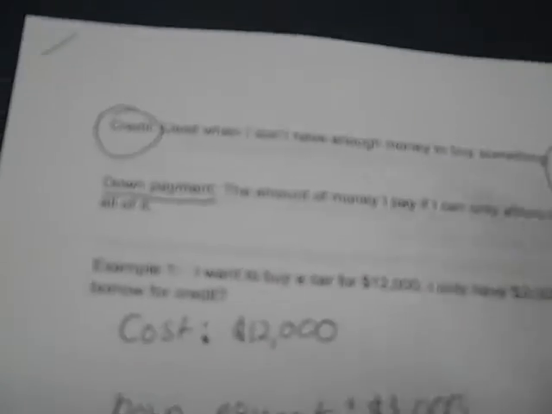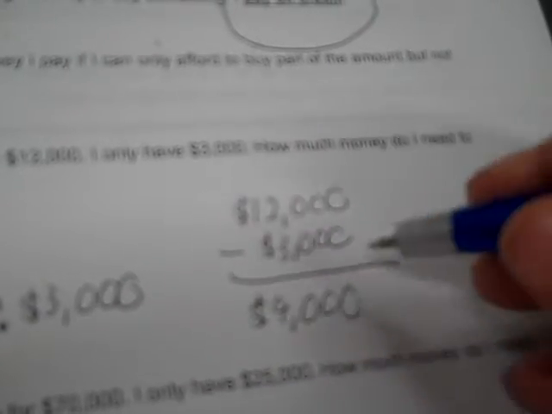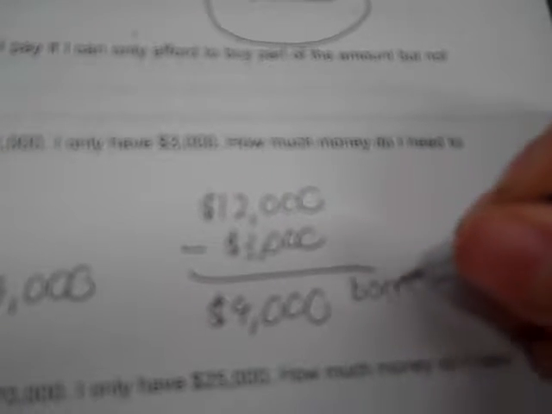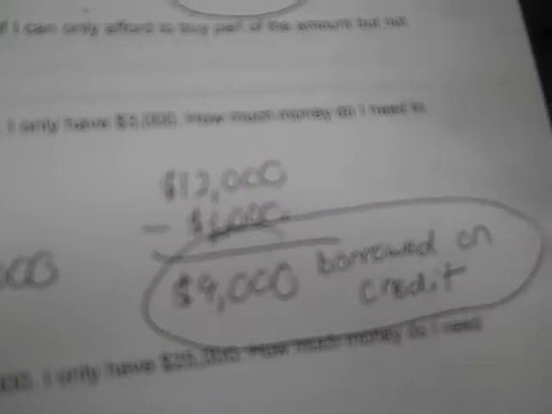Okay, now to find out how much money I need to borrow for credit, I need to take the cost, because I don't have $12,000. I can't pay all $12,000. So what I need to do to borrow for credit is take $12,000, because that's how much it costs, minus $3,000, and that's $9,000. Now here's what I want you to write. That's the answer, but I want you to write $9,000 borrowed on credit. Now we are going to eventually pay the $9,000, but that's how much I got to borrow.